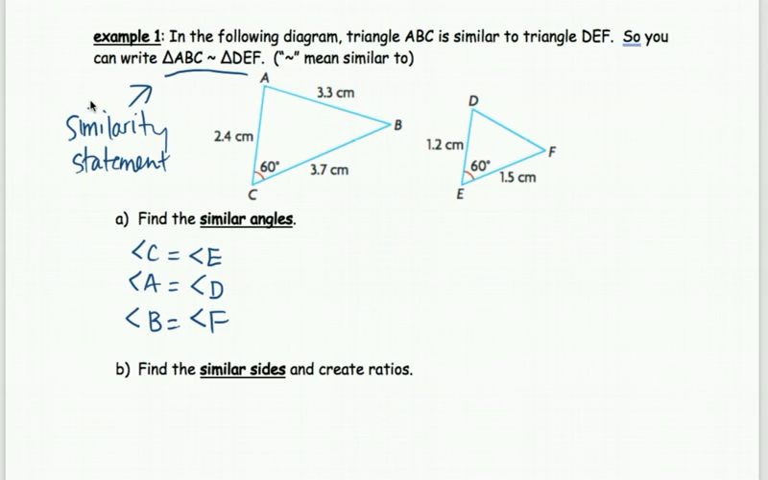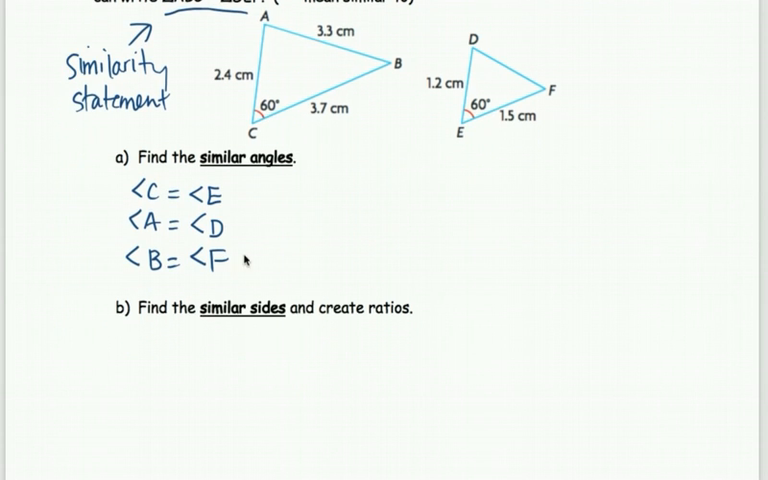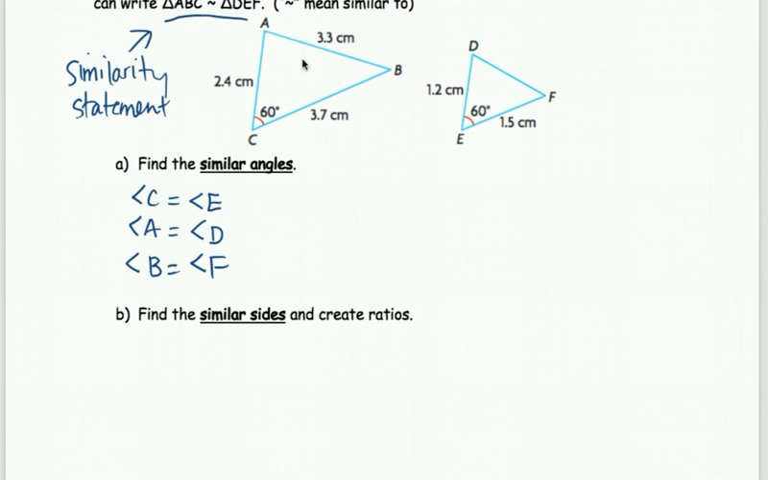Okay, so from there, we know that the sides are proportional. Find the similar sides and create ratios. If I have a side AB in the first triangle, which one is the same one in the other triangle? Well, DF. So they're proportional, so we're going to stack them into a fraction here. All right, so we'll do AC now. It doesn't matter which order, but AC goes with DE. And then BC goes with FE.